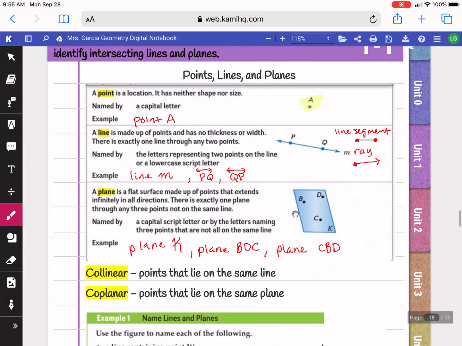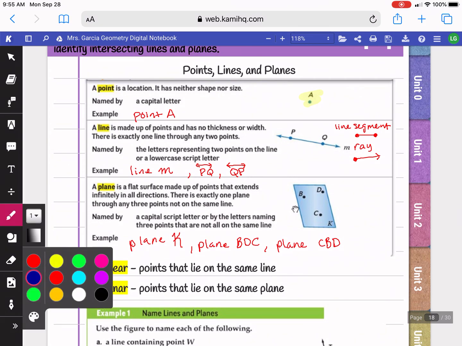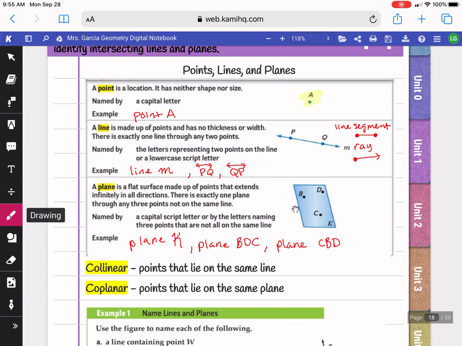Now, examples of points in the real world would be like a spot, like a location on a map. Maybe a fly on the ceiling, anything like that. A line could be like a street on a map. Anything that goes from one point to another. A plane could be like your ceiling in your house. So planes are just flat surfaces. It could be the table that you're working on, etc.